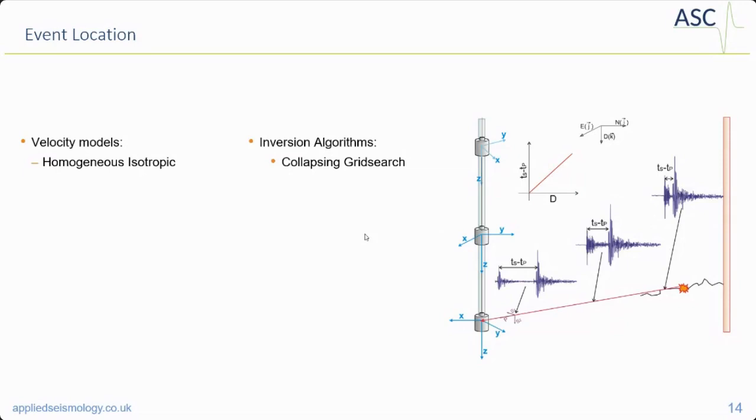In InSite-Lite, we have only these options, using a grid search as the inversion algorithm for our location. And we can only work with homogeneous isotropic velocity models, which in many cases is a good approximation. But in most cases, geology is never homogeneous or isotropic. So yeah, we need to work with more complex models. So introduce anisotropy, introduce layers, or introduce a 3D model. But this is only available in the full version of InSite.